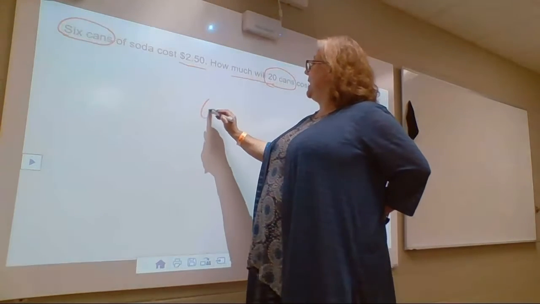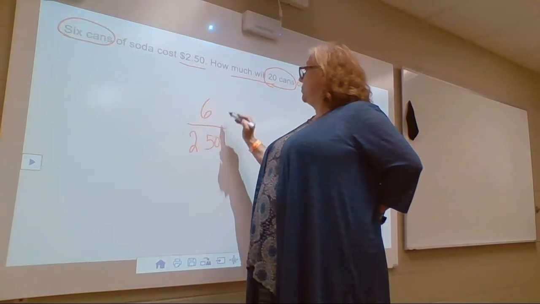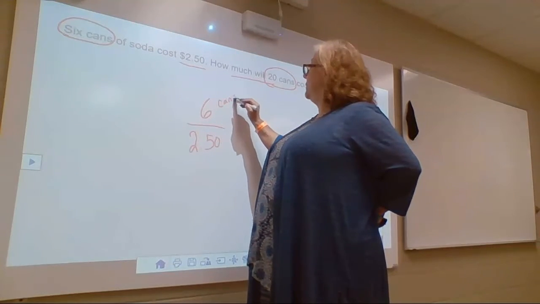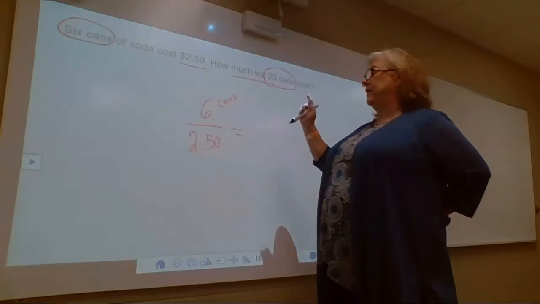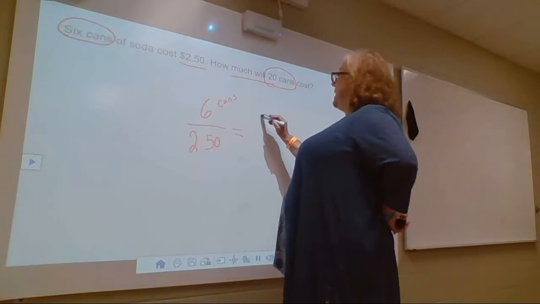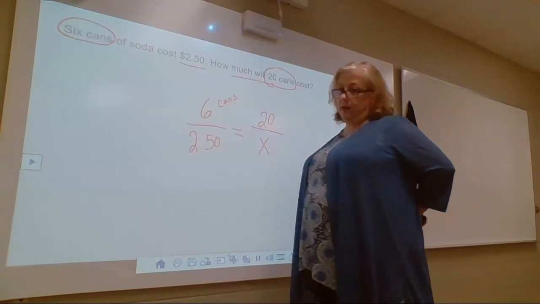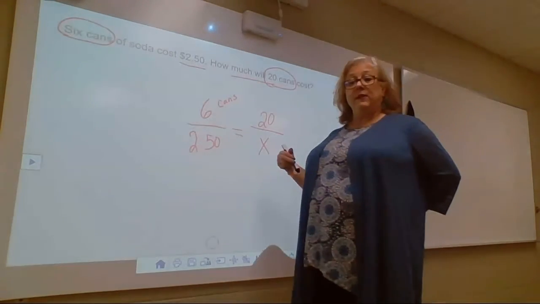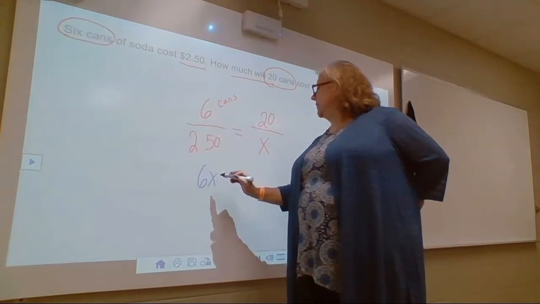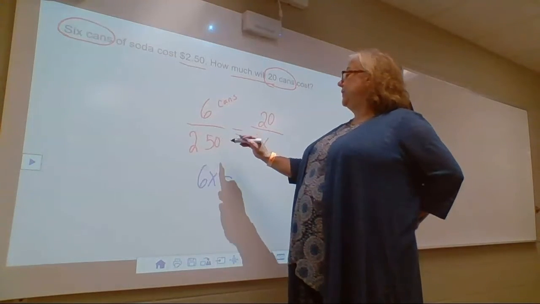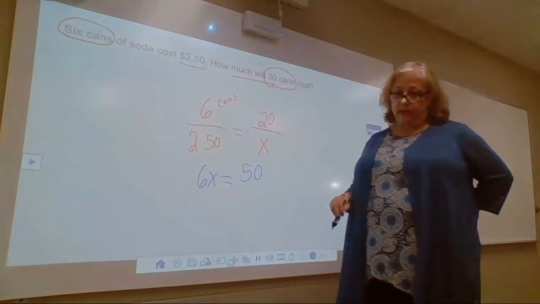So if we have 6 cans that cost $2.50, remember our cans here are on the top. So if we put cans here on the top on the left, then we need to put cans on the top on the right. So our X is going to be down here. It's in a different place. So let's multiply now. We have 6 times X is 6X equals, and 2.50 times 20 is $50. You can work that out on your calculator if you would like.